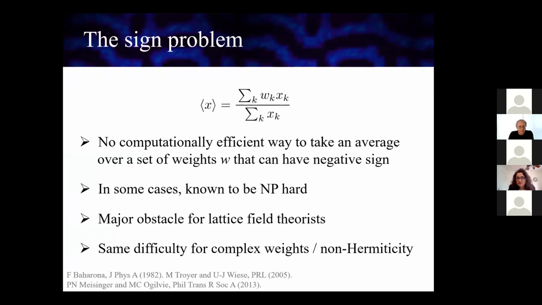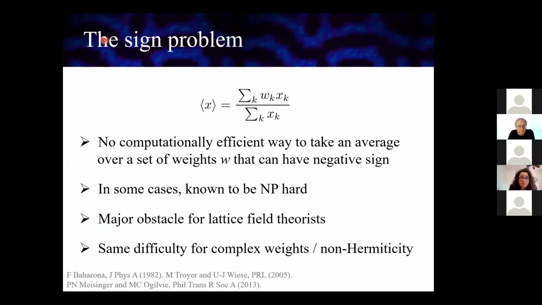As I told you earlier, with a non-Hermitian system, you're generally going to run into a sign problem if you try to put it on the lattice. What's a sign problem? Well, normally when we simulate a field theory, we have to do averages over a set of weights. If you have weights of two different signs, positive and negative, there's no computationally efficient way to do that. It ends up being non-deterministic polynomial hard. So this is a major obstacle in lattice field theory, which has really hindered the study of the QCD critical endpoint.